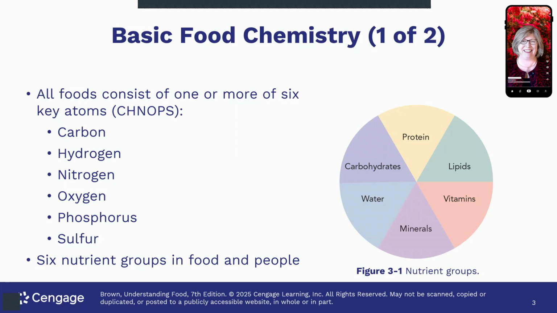All foods consist of one or more of 6 key atoms: carbon, hydrogen, nitrogen, oxygen, phosphorus, and sulfur. 6 nutrient groups in food and people are depicted on the right in figure 3-1.